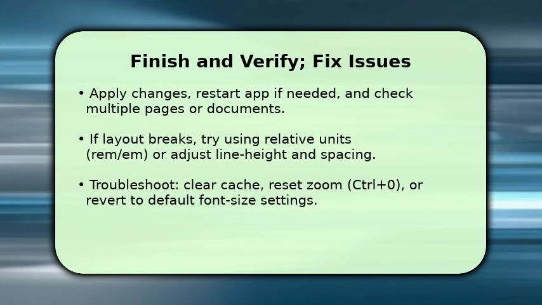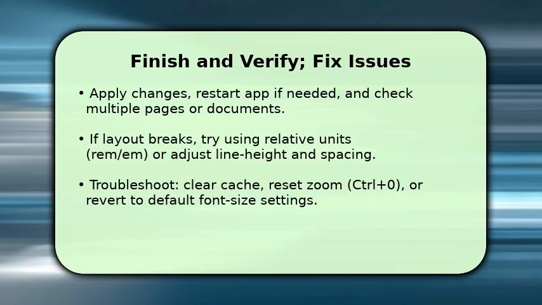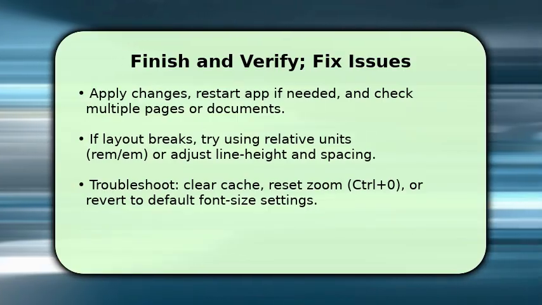Once done, check headings, buttons, and wrap text to ensure nothing overlaps. If layout breaks, switch to relative units like rem or em and tweak line height for better flow. Make sure to restart the app when a change doesn't appear immediately.